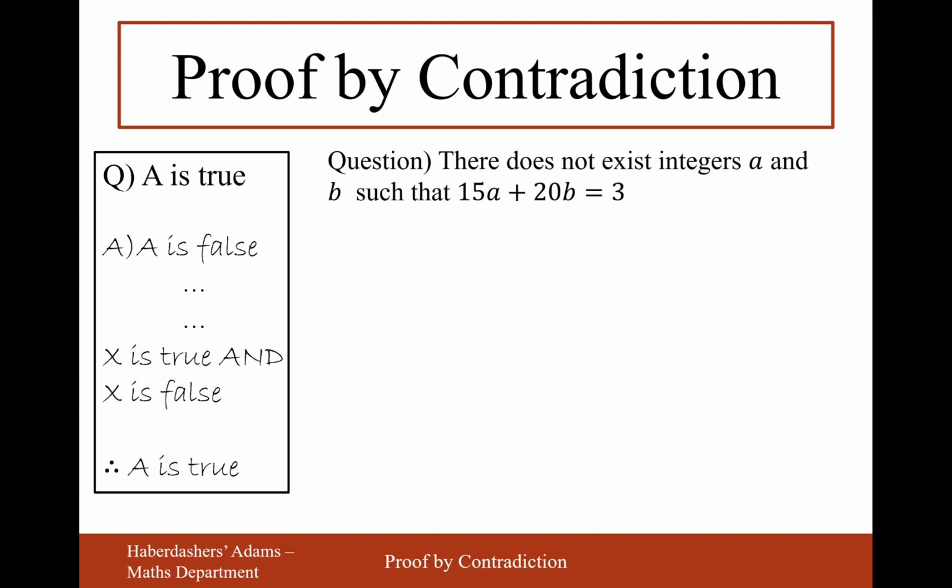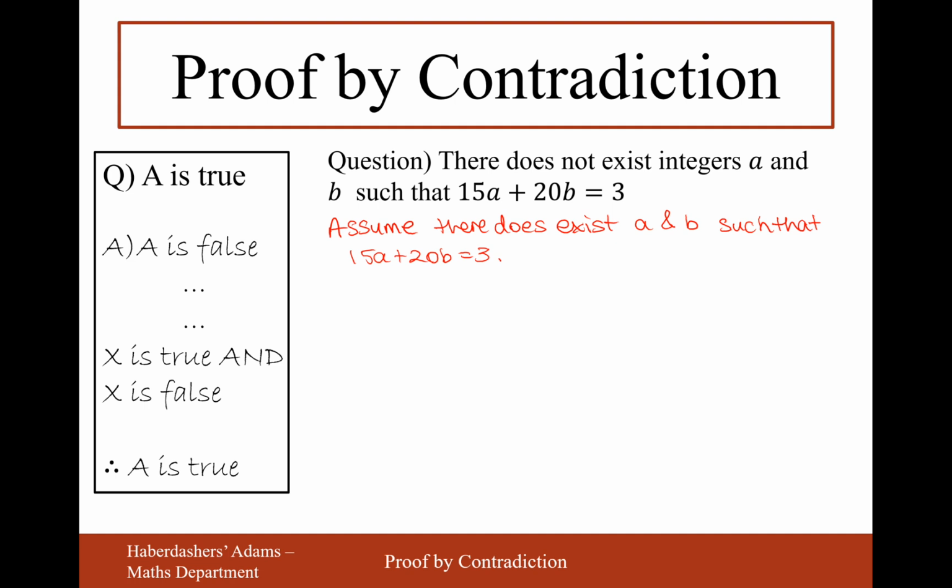Okay, let's move on to the next question. And the next question is, there does not exist integers a and b such that 15a plus 20b equals 3. Well, let's start, as all proof by contradictions do, which is to assume the opposite. So assume that there does exist a and b that are integers such that 15a plus 20b equals 3.